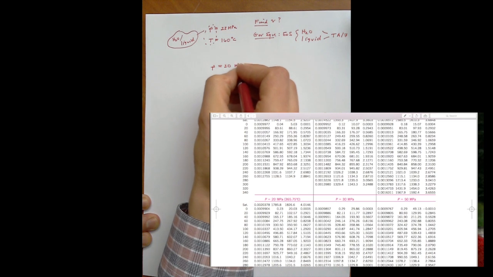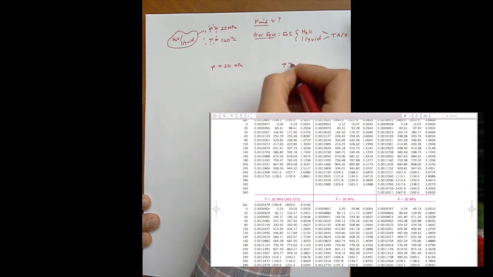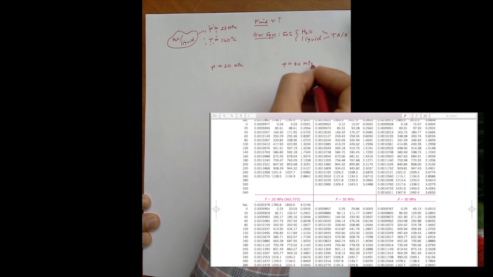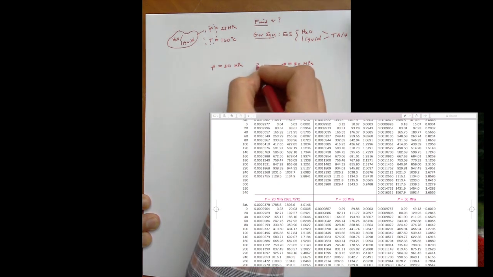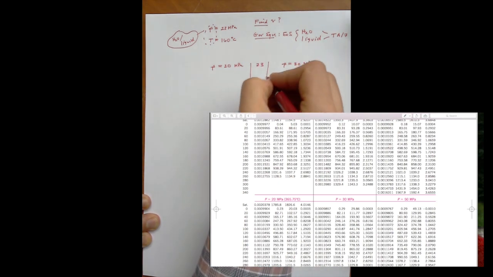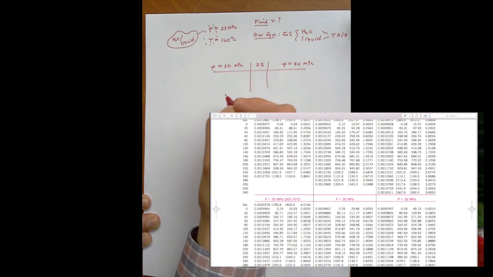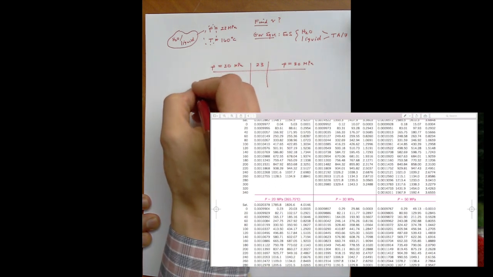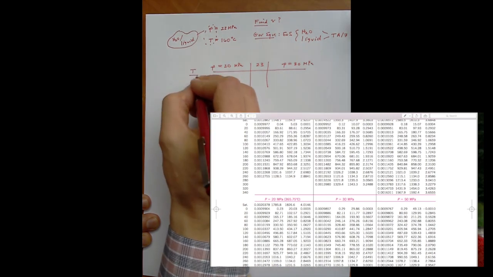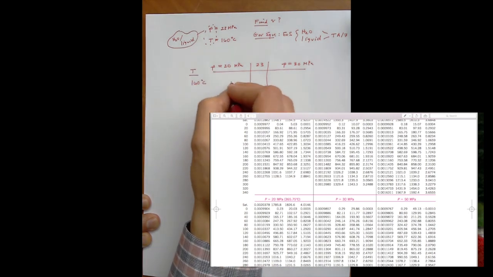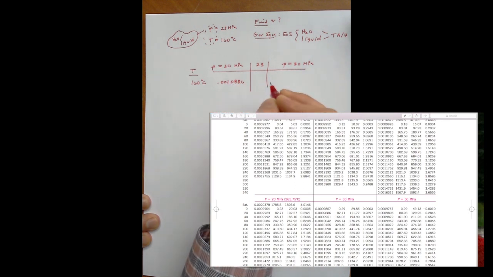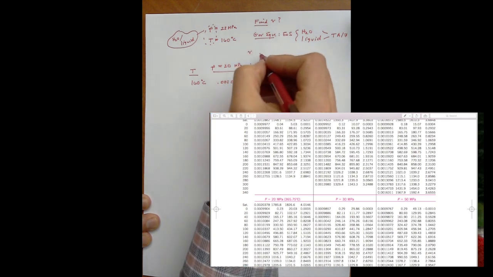We'd have 20 megapascals, and at the same time we have the 30 megapascal isobar data, but we don't have the 23 megapascal isobar data, which is what we want. At the same time, at a temperature of 160 degrees centigrade, we do have the data for the specific volume. It would be 0.00108886 meters cubed per kilogram. So these are all volumes here that we're going to be looking at.